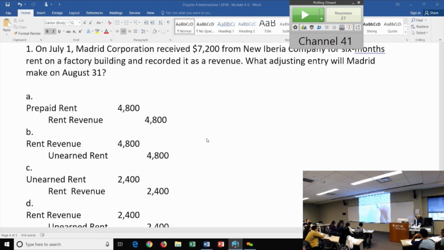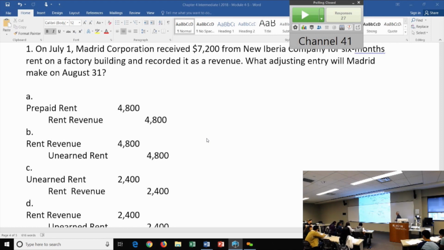I just picked it up as unearned. So if we have unearned, okay, and we have the revenue. Okay, so this one was originally recorded as revenue, so that the amount earned has to be 24. So therefore, this has to be 48. So that has to be B. Yep, so it is B.